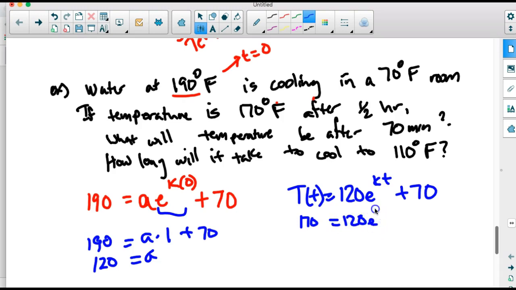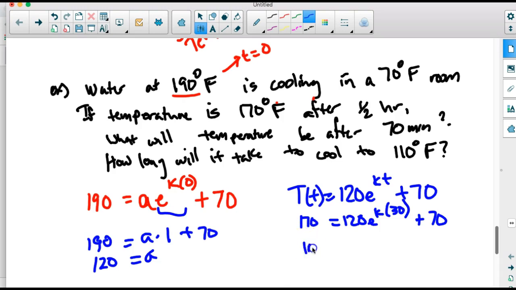We know what time is. And since we're going to want to know 70 minutes, we're going to use minutes here instead of hours. So we're going to put in 30 here instead of 0.5 so that we're in minutes. So we're timing in minutes instead of hours. Okay, so we're going to solve this.